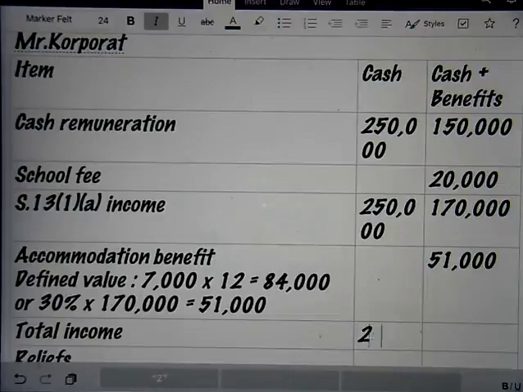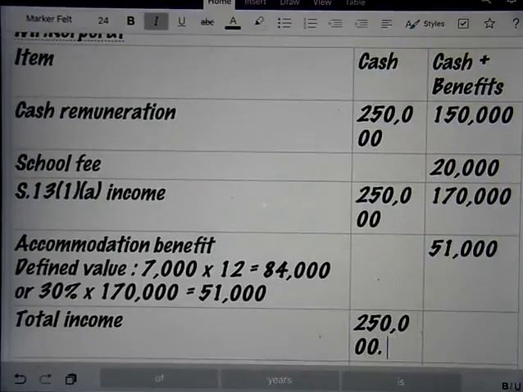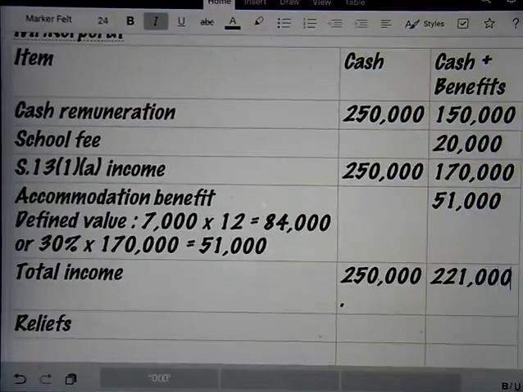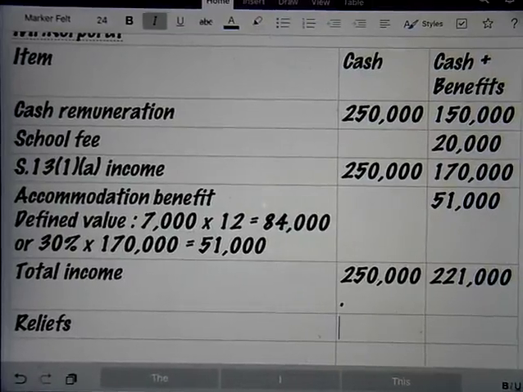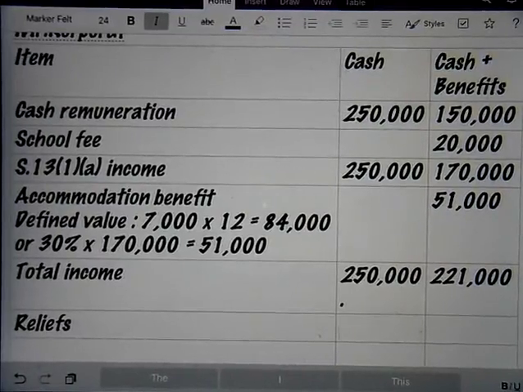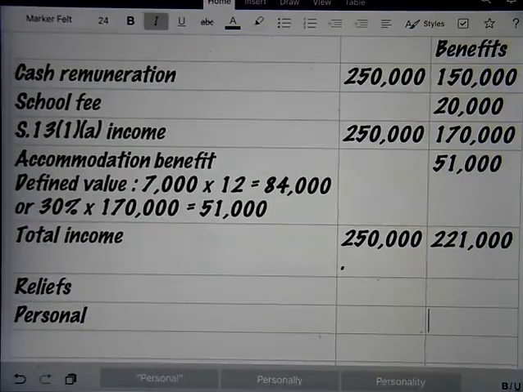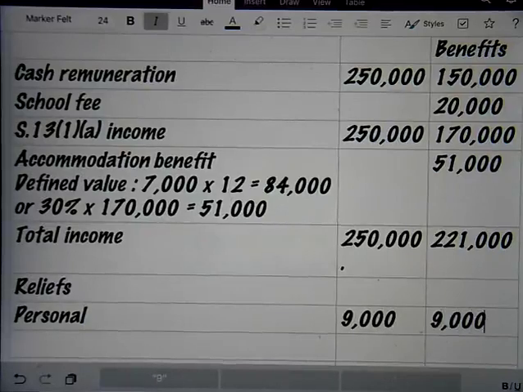Total income is going to be 250,000. Here is going to be 221. Next, relief. Can you plug in all the reliefs? Follow the table. What do you get? First of all, you got personal. Personal is how much? 9,000 and 9,000. Okay, fine.